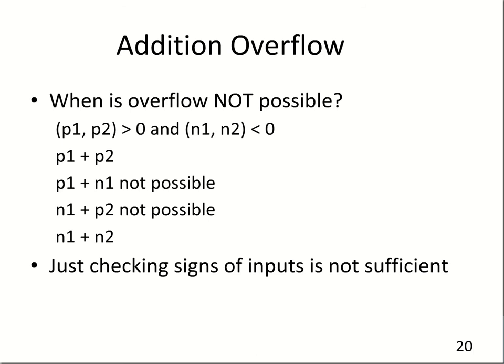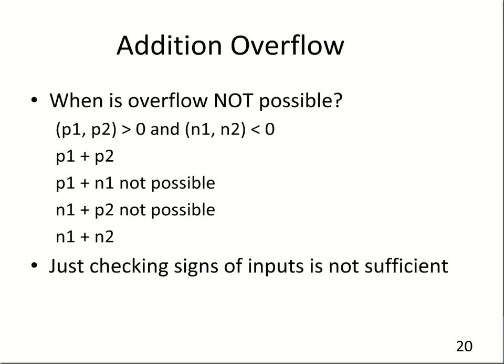Really, it's only when both numbers are positive that the sum can be greater than the maximum of the range, or if both operands are negative, that it can be less than the least number that we can represent. However, looking at signs of inputs is not sufficient either, because there are many cases where two positive numbers added together have a sum that is perfectly possible to represent without any overflow. The same is true for two negative numbers.